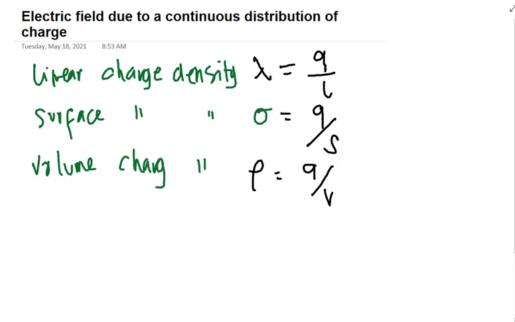Take note that we are considering the charges present in a specific object, whether it be linear, surface, or volume, as homogeneous, meaning uniform all throughout. If you take a portion of it, it will represent the whole totality of the specific object.